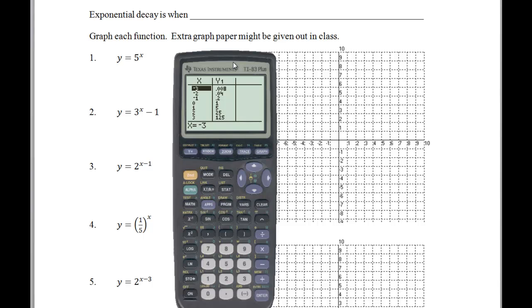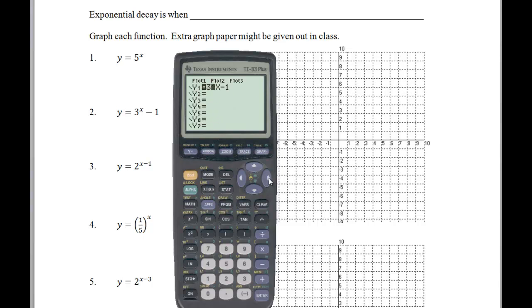All right, let's look at the next problem. This is going to be y equals 3 to the x, and then -1. This is going to be an exponential growth problem because of the 3, the letter b, being greater than 1, and this is going to shift the graph down 1 unit. So you see that it's shifted down 1 unit vertically from the original graph.